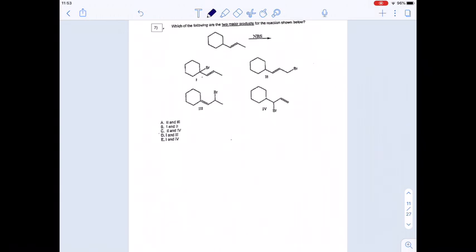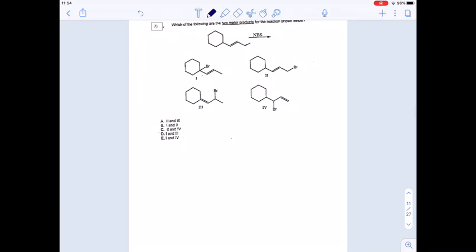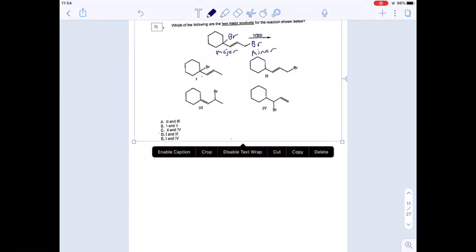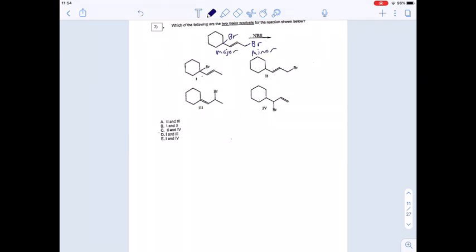Okay, so number 7 is going to ask us, which of the following are the two major products of the reaction shown below? In general, you have to know what NBS does. NBS is going to add a Br, allylic, to a double bond. But when you're thinking about the position it can add, the Br with the double bond in this form can either add here or here. And as we remember from the radicals lecture, Br prefers to have the more highly substituted side. So this is going to be the major product, and this is going to be the minor product.